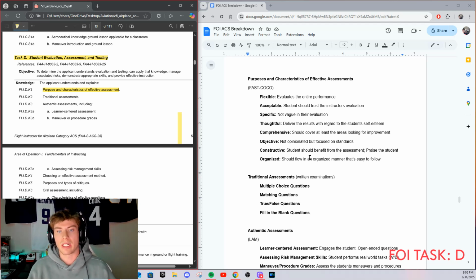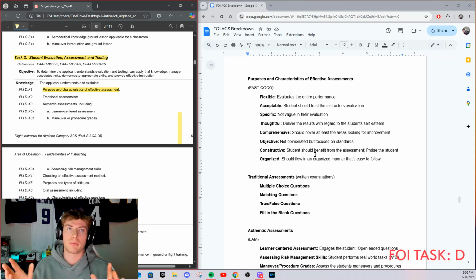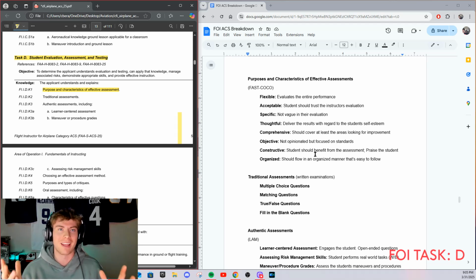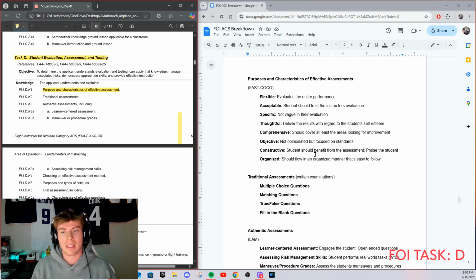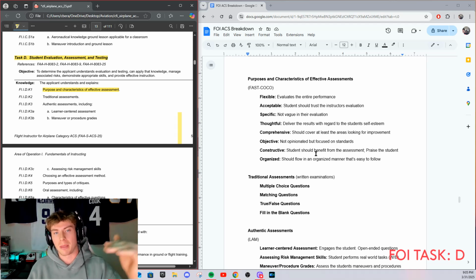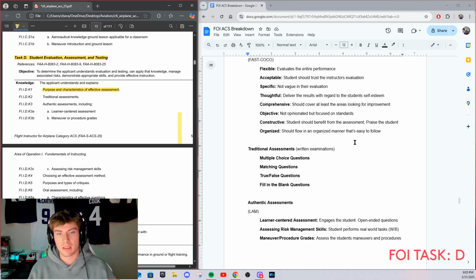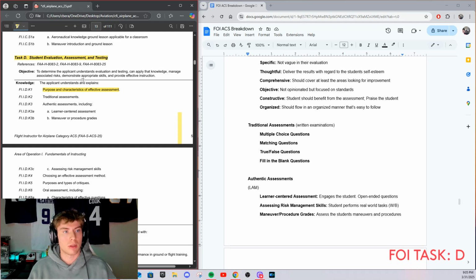And then organized. I like to use my iPad, write it down, and then I can share it with them, like screenshot it or just send it to their phone. That way they have it. And then I like to organize it in order from the first maneuver to the last maneuver, just in order. Organized, it flows easily. So that's purpose and characteristics.